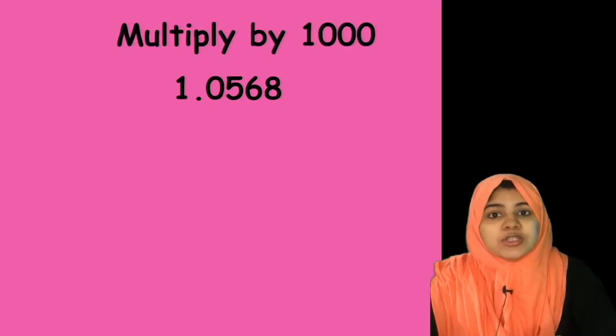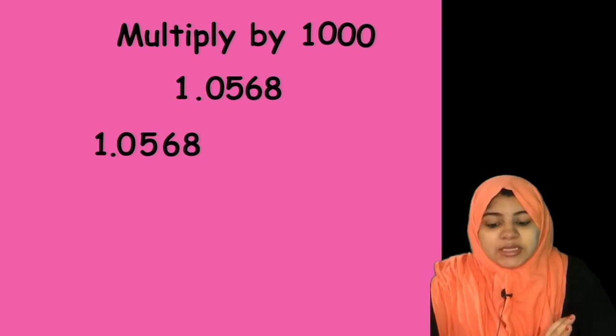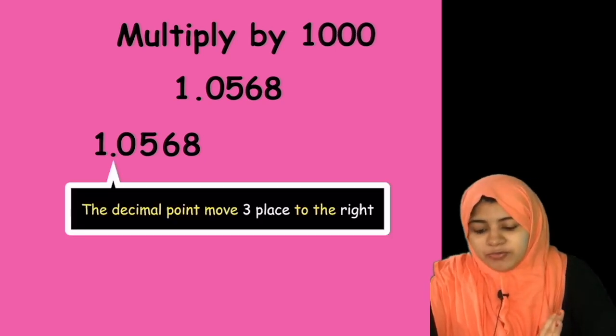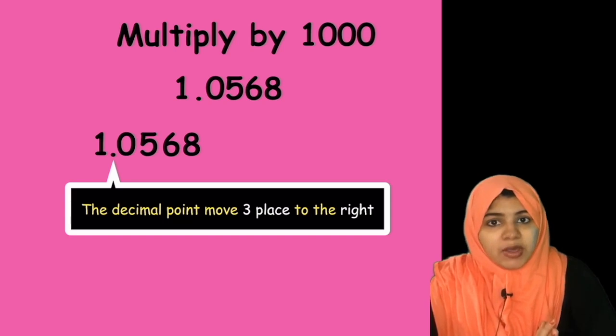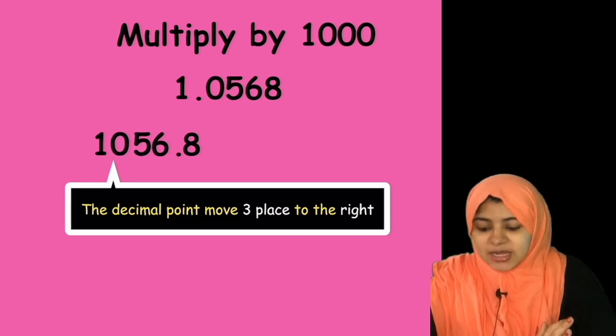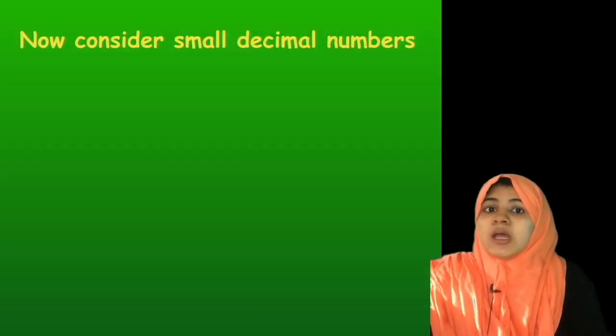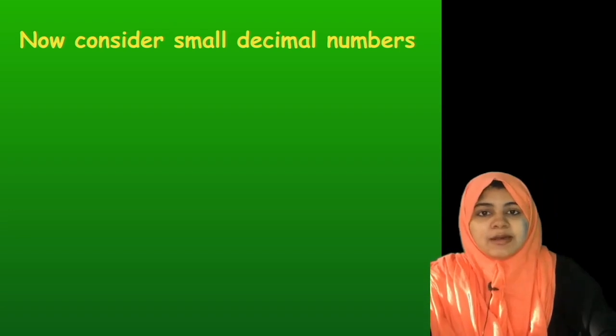Now, we have another decimal, 1.0568. We are going to multiply by 1000. In 1000, there are 3 zeros. So, we have to move the decimal point 3 places to the right. See? So, the answer is 1056.8.